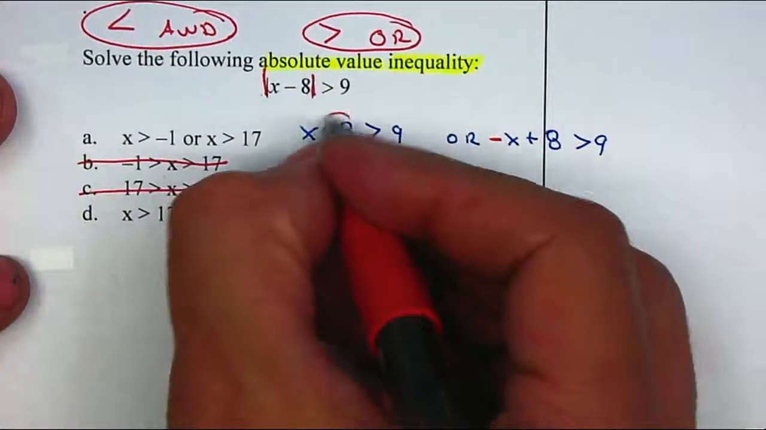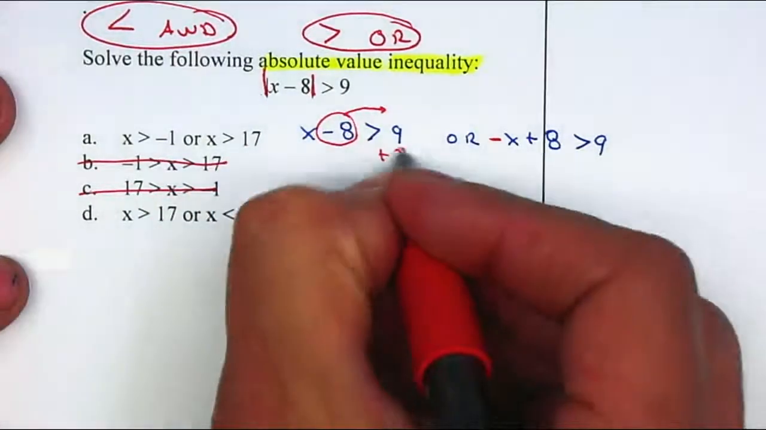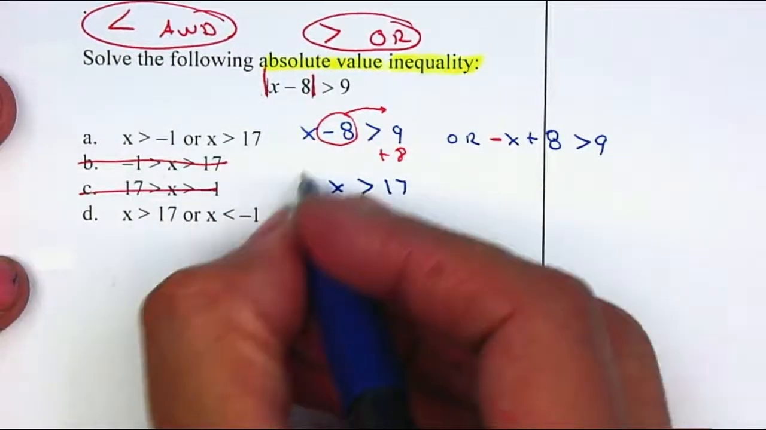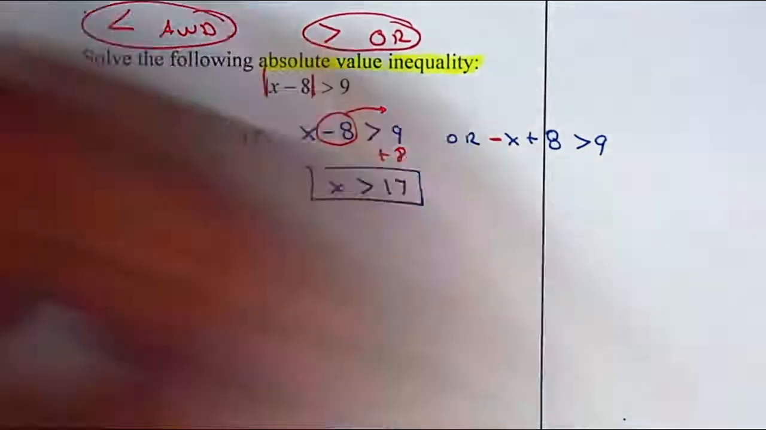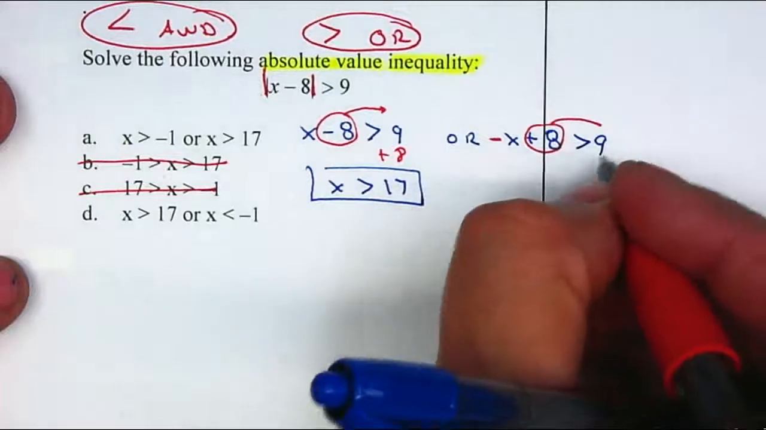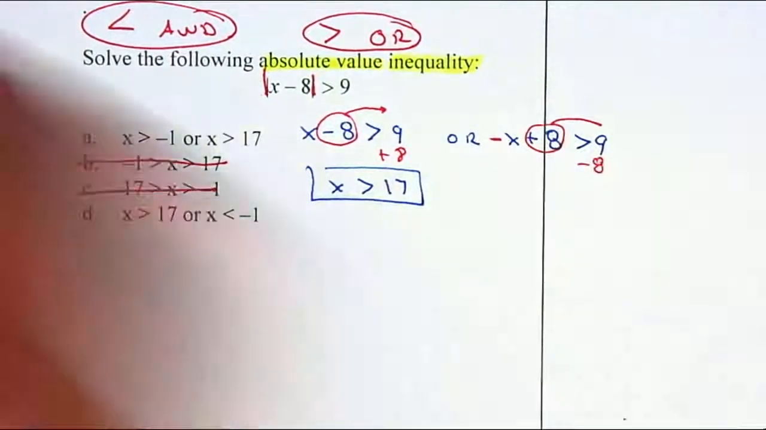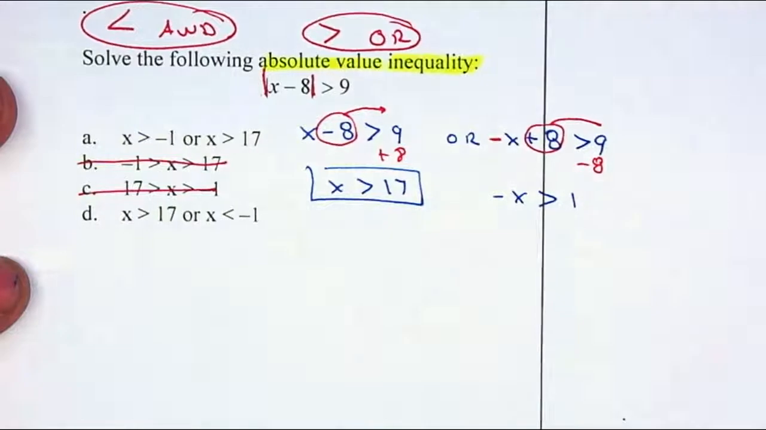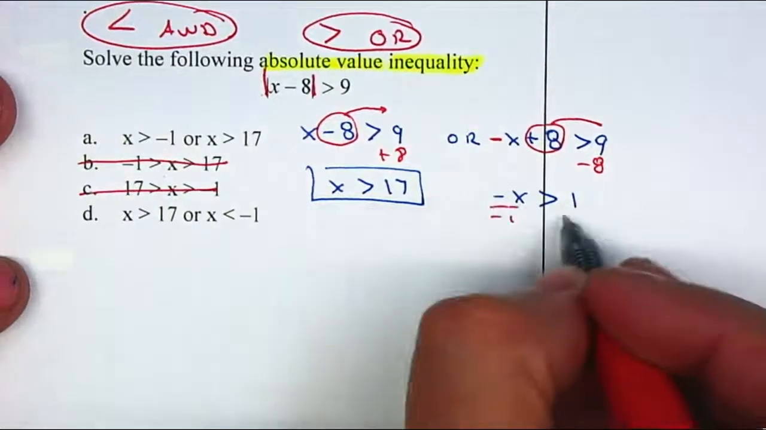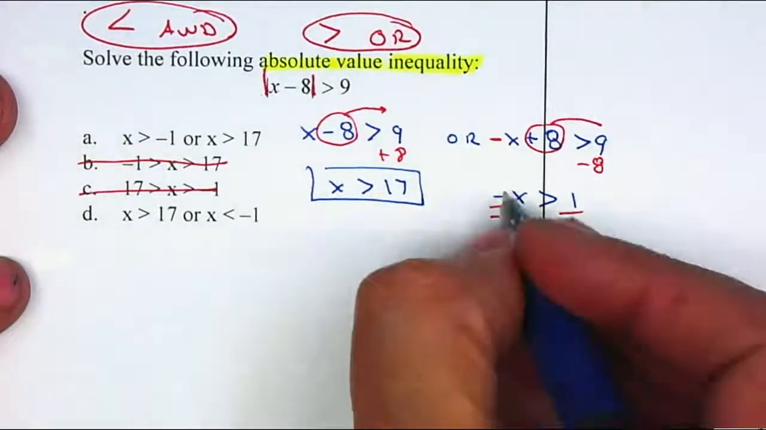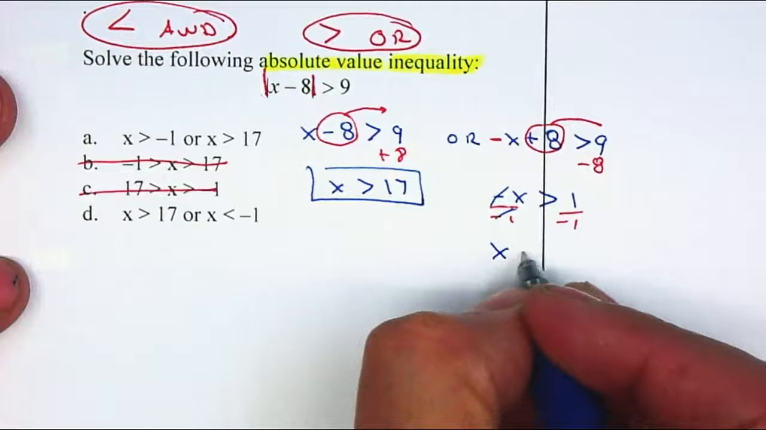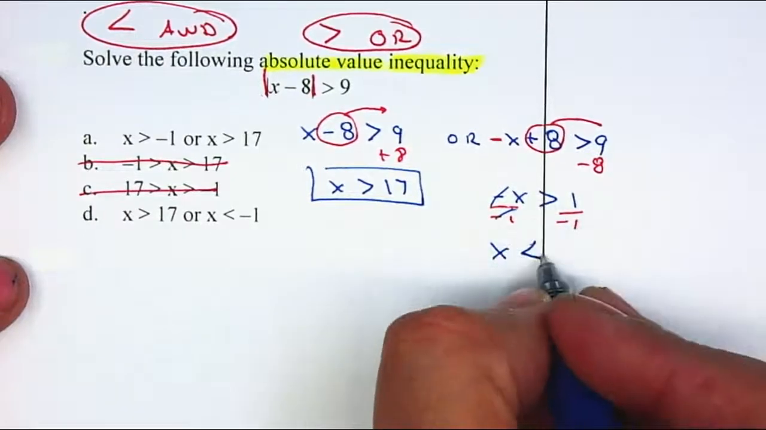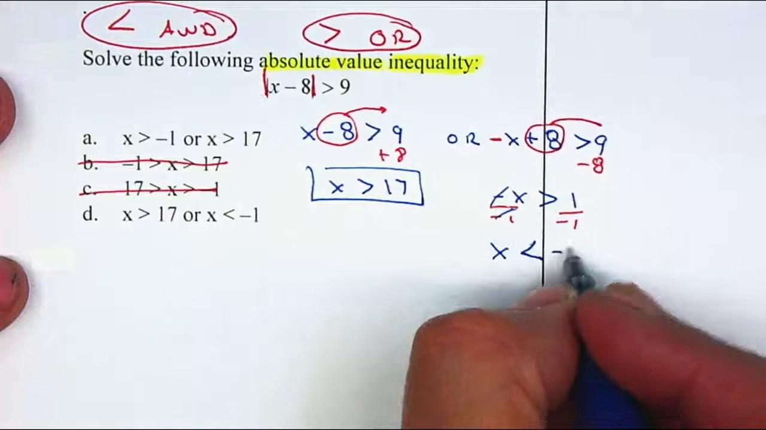And from here I just solve it. Move my 8 to the right, becomes a positive 8. That gives me x is greater than 17. On the right hand side, move my 8 to the right, becomes a negative 8. I have a negative x is greater than 1. And to leave the x by itself, I'm going to divide by negative 1, divide by negative 1. And don't forget that whenever you divide by a negative number, you have to flip the inequality. So greater than becomes less than, and 1 divided by negative 1 is negative 1.